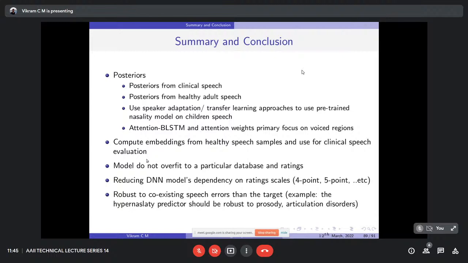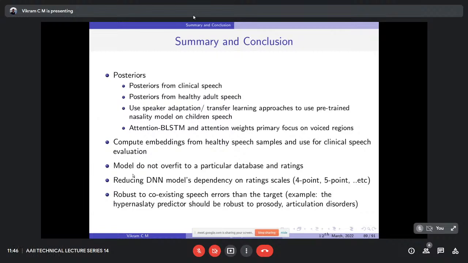For future research, deep learning is currently making a lot of progress in speech research. So we can use some pre-computed embeddings, or the outputs of some intermediate layers, for clinical speech evaluation. To get these embeddings, we can use the healthy speech model, and these embeddings can be used for the clinical speech evaluation.